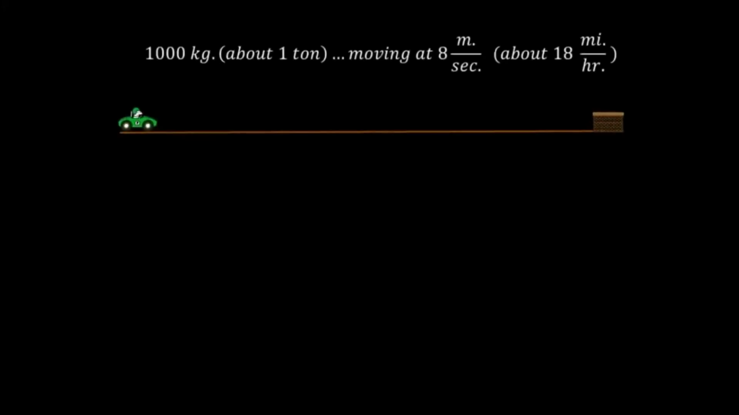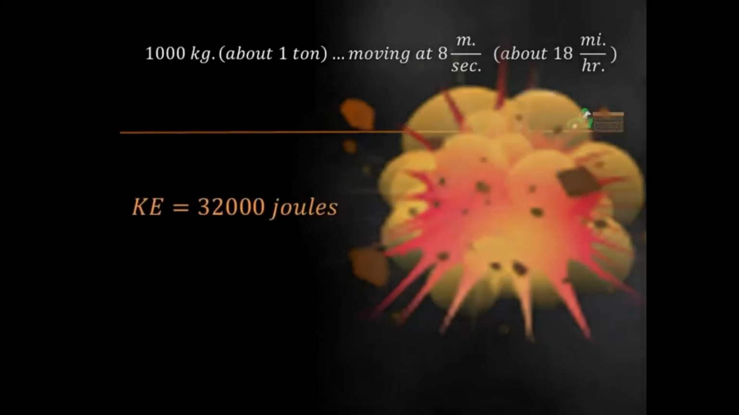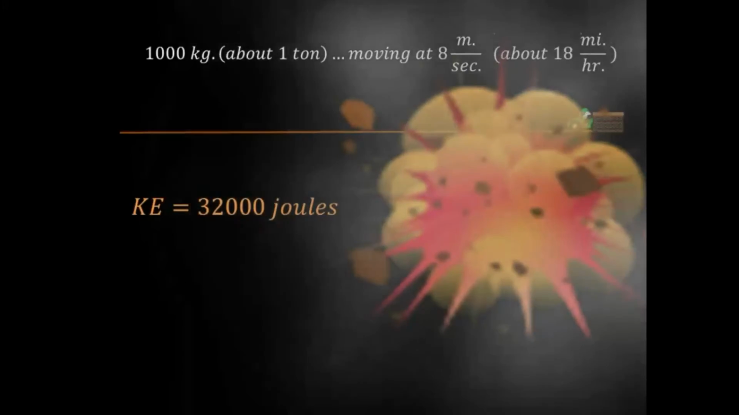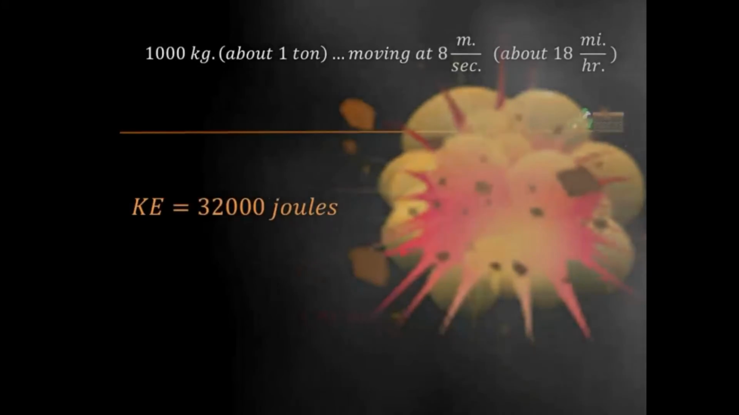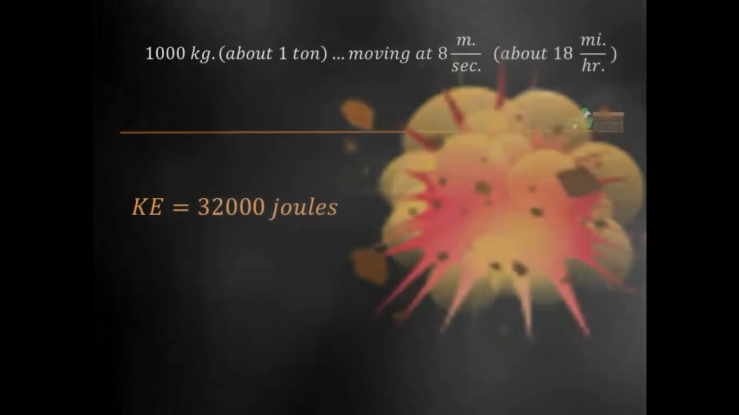Let's try to visualize this second example. Again, the car weighs about 1 ton, but it is moving this time at 8 meters per second, about 18 miles per hour. This time, our collision is much larger. The kinetic energy released in the collision is 32,000 joules.